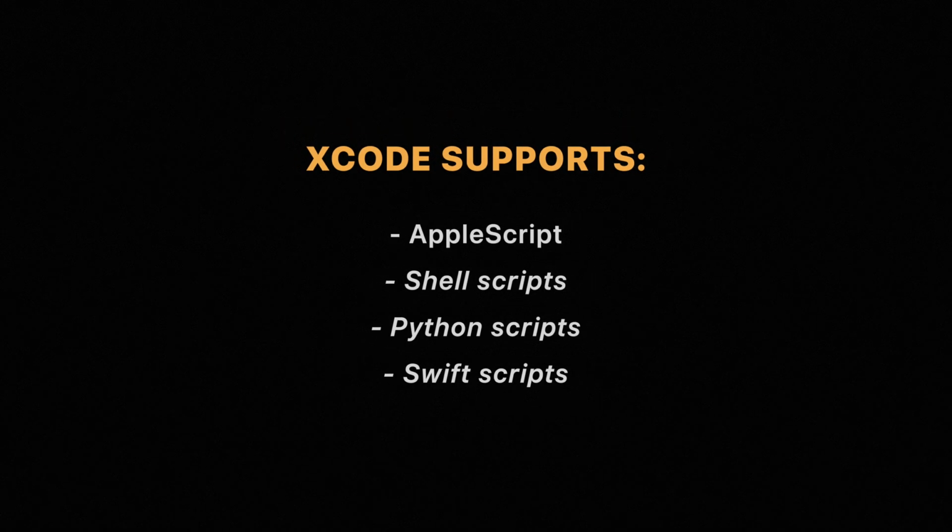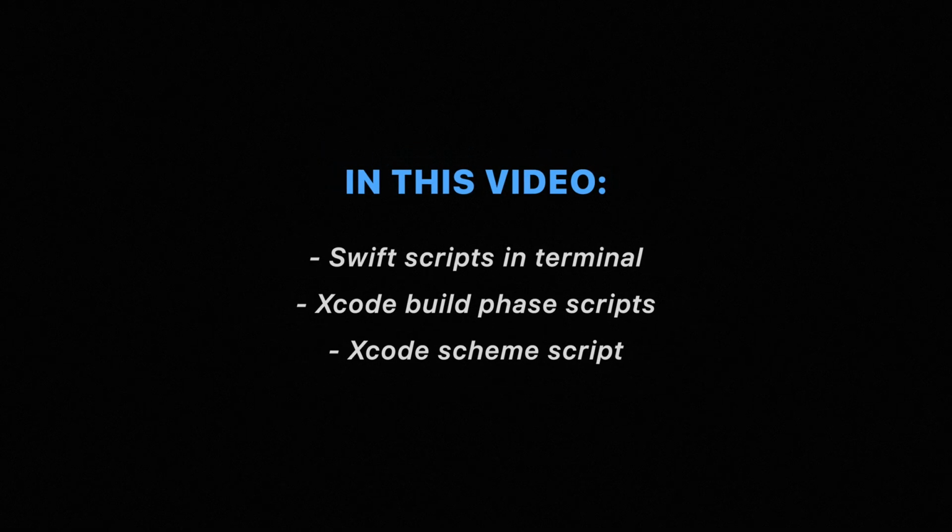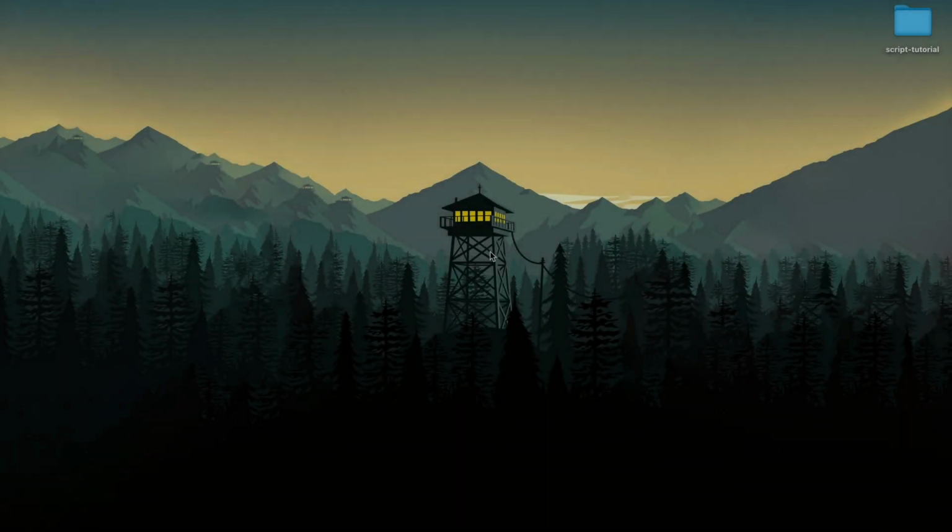Xcode supports different types of scripts. You can run shell script, AppleScript, Python, and other scripts, also the ones written in Swift. In this video, I will show you a couple of scripts. First, we'll create a simple Swift script, compile it and run it in terminal. Then we will switch to Xcode and create scripts using build phases and run it from the project. So let's get started.